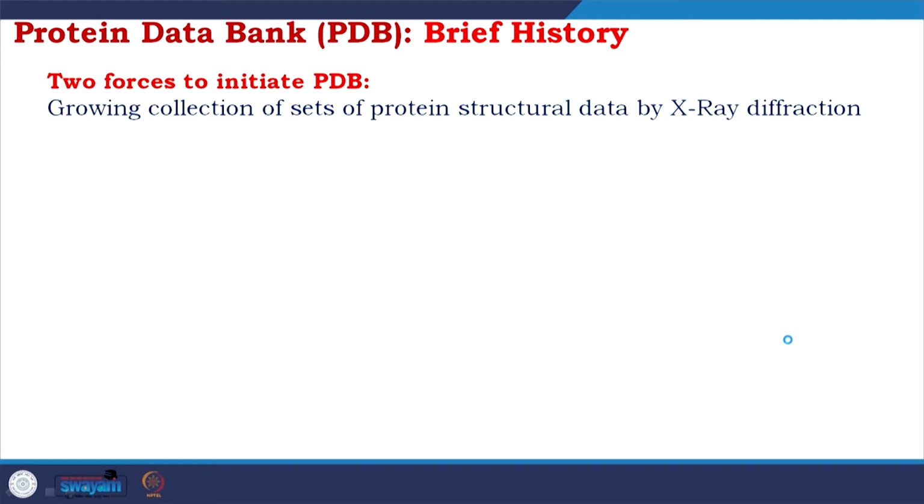Let us talk a little bit about history. There were two forces. One, the growing collection of sets of protein structural data by X-ray diffraction. After the first structure, myoglobin, was solved, a lot of people were trying and used the established protocol, and a number of structures started getting solved. So, they thought it would be good to have a database where the structures would be deposited and everyone could get access to the data.